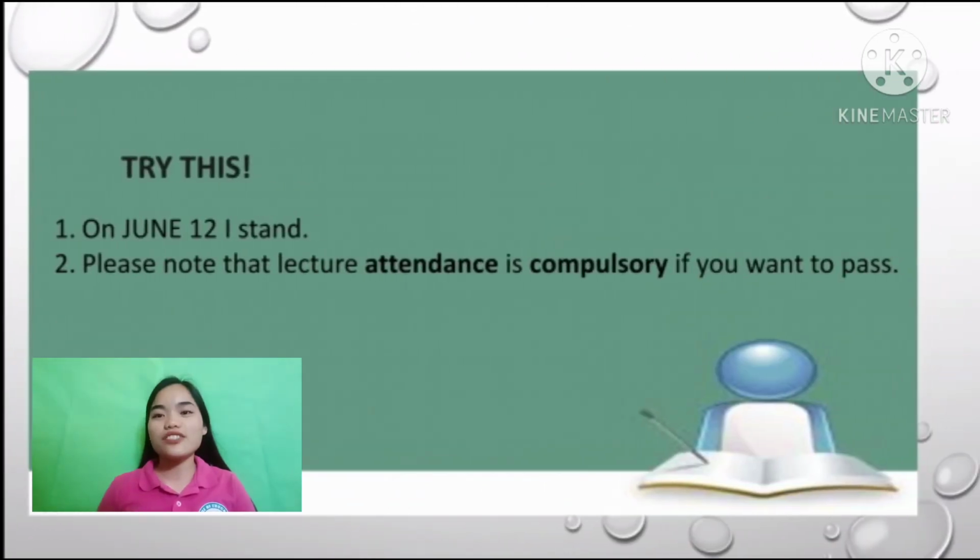Number one is "On June 12 I stand." June 12 and I were written in capital letters. It means that June 12 is Philippine Independence Day, and I, as a Filipino, am very happy and proud that we now have freedom.